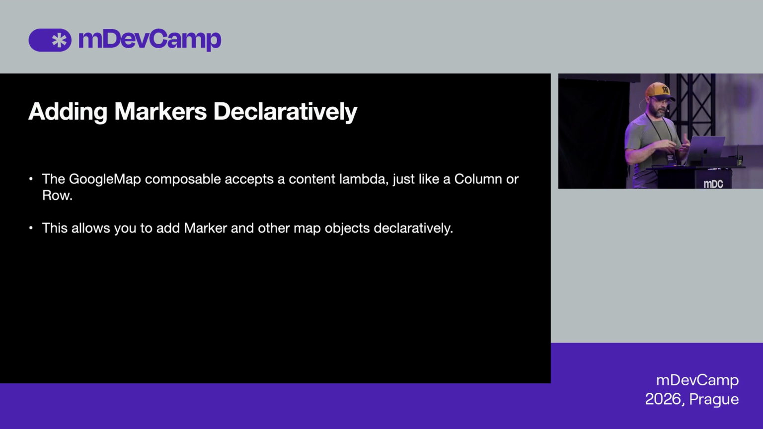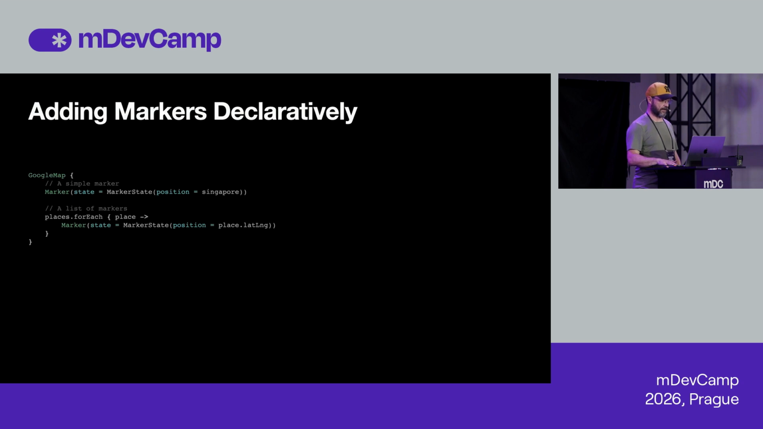Now, there are a lot of possible things that we can do with the map, but let's take a look at how to add markers, which I guess is the most common one. This is very similar for polylines, clustering, or any other thing that you would like to do on the map. And Google Map accepts a content, which is a lambda, just like a Column or a Row. If you have been using a Column or a Row in Compose, they have a lambda where you can pass the internal content. So this helps us add markers declaratively.